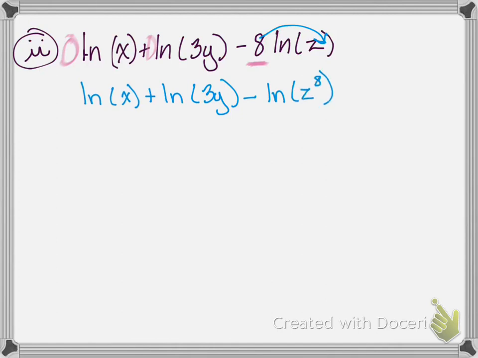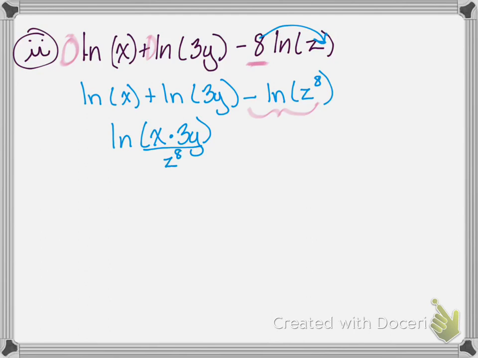Okay, now if I am adding logs together, then if I rewrite it as a single log, those positives are going to be multiplied together. So I actually have x times 3y. Then if it is being subtracted, then I am going to write that as the denominator. Now I'm not including another log.